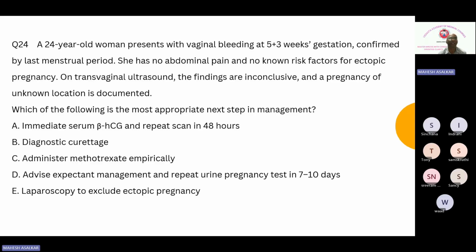See, there is an early pregnancy, 5 plus 3 weeks by LMP. There is no pain and no risk factors for ectopic. Okay, so early pregnancy with bleeding, findings are inconclusive.